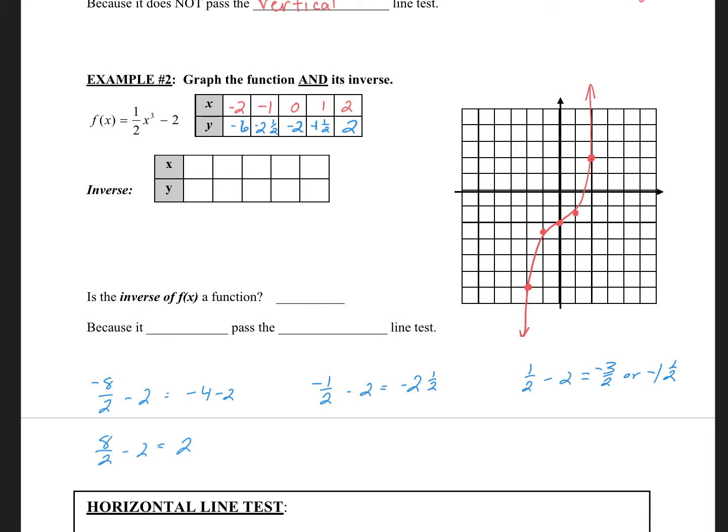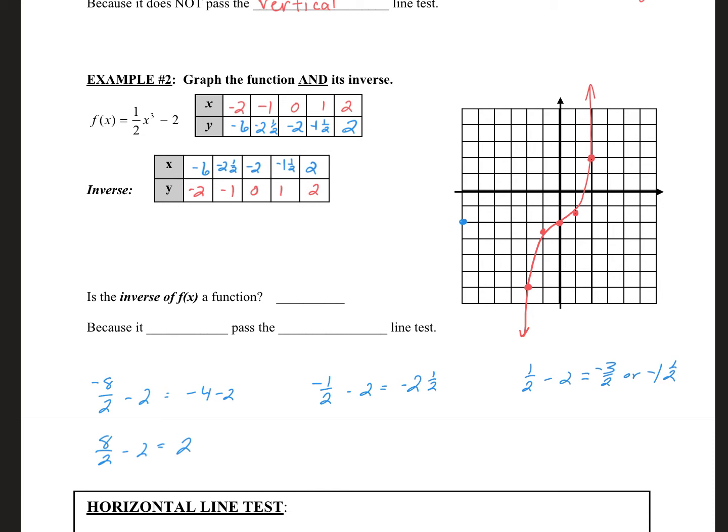And then once again, to go from our original function to its inverse, we're just going to switch those x and y values. So our x's are going to be -6, -2.5, -2, -1.5, and 2. And then our y's will be -2, -1, 0, 1, and 2. So I'm going to plot each of these points.